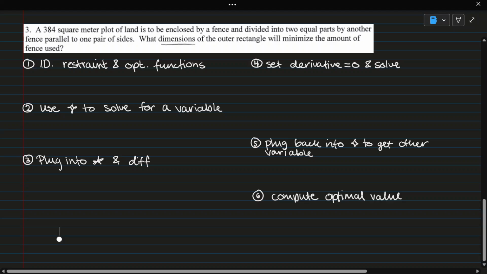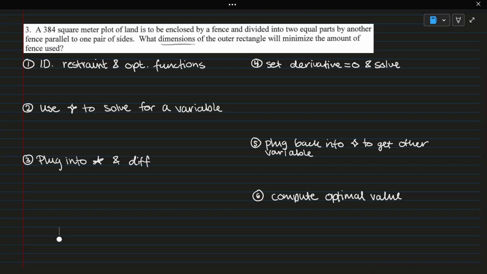Okay, so we're going to work one more problem. And before I start this problem, I think I've been underselling the importance of drawing a picture for these problems. If you're given a situation for an optimization problem where it's talking about a fence, or a shape within another shape, it's really beneficial to draw the picture just so you can get a sense of what's going on, and also so that you can better identify and create your optimization and restraint functions.